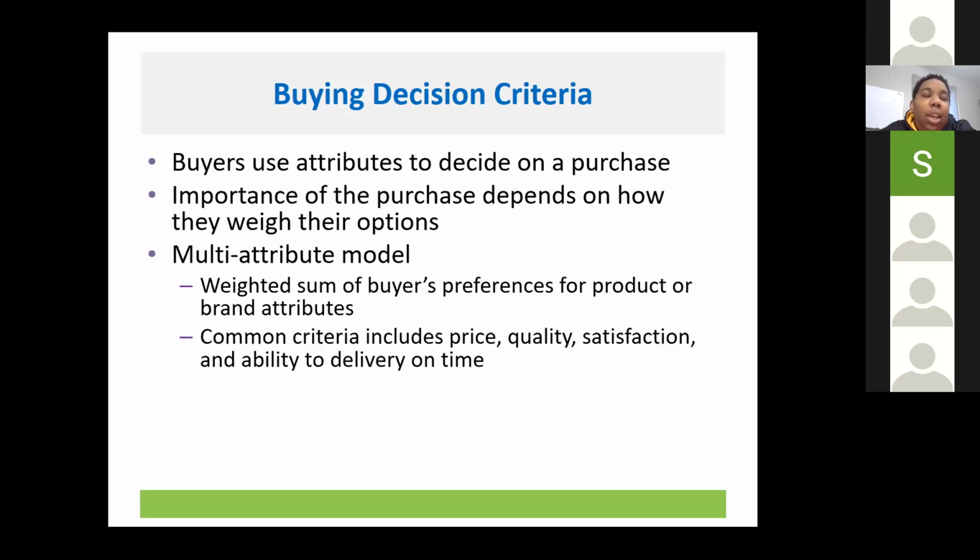Let's take liquid eggs, for example. If you go into Walmart, there are 5 different types of liquid eggs. One carton is a pint, one carton is half a gallon. Maybe you are on a trip to Colorado skiing, you don't need a whole gallon, you want half, right? That's your decision-making criteria. So common ones: price, quality, satisfaction, ability to deliver on time.